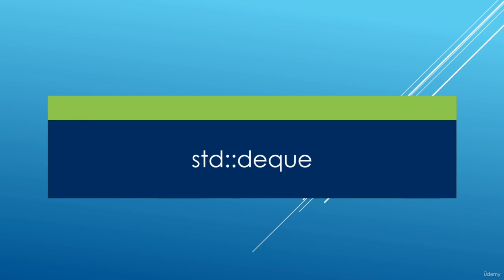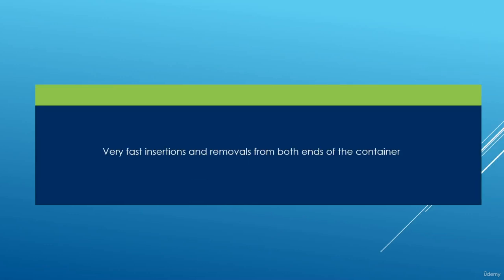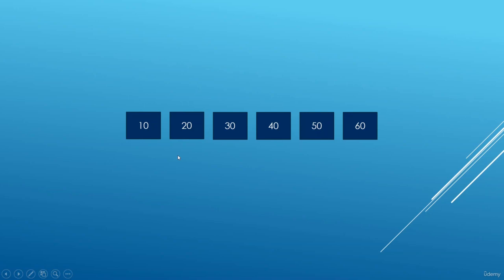In this lecture, we're going to learn about the Deque container class we have in the standard template library. This is a class that was designed for fast insertions and removal of data from both ends of the container. So if we have a collection like this and it is a deque, it is easy and really performant to add stuff either from the beginning or from the end.